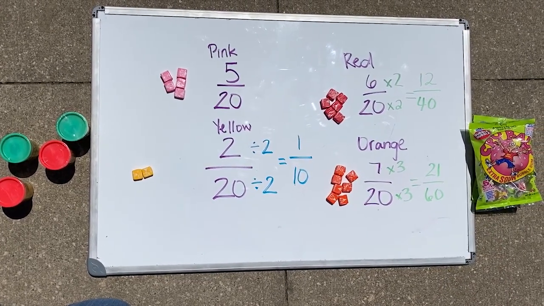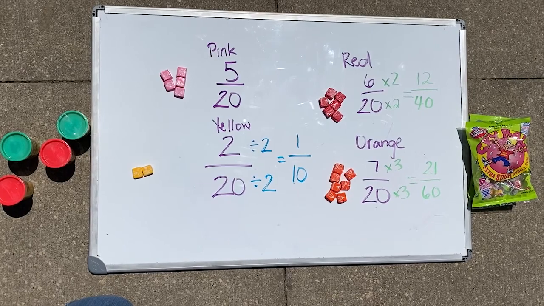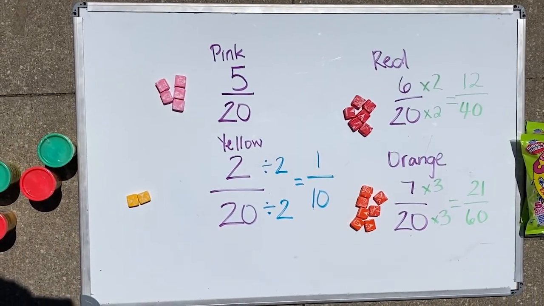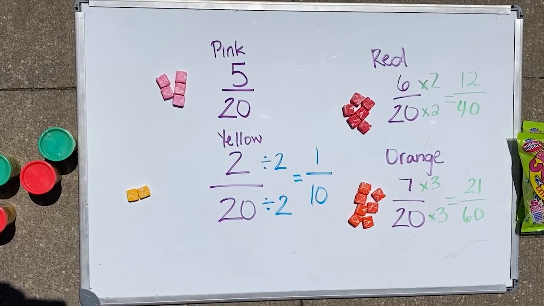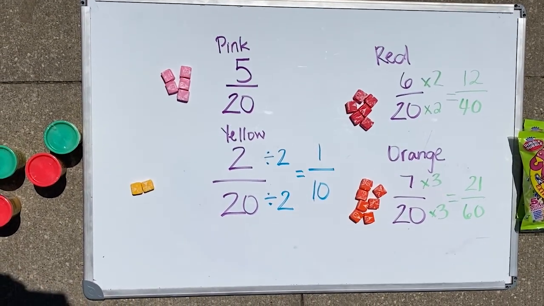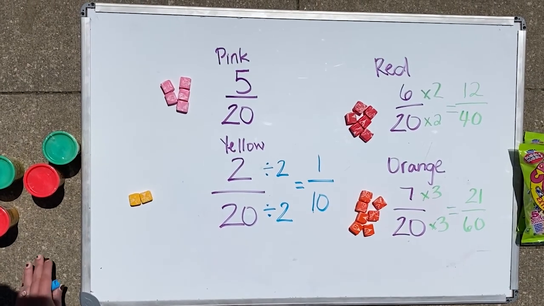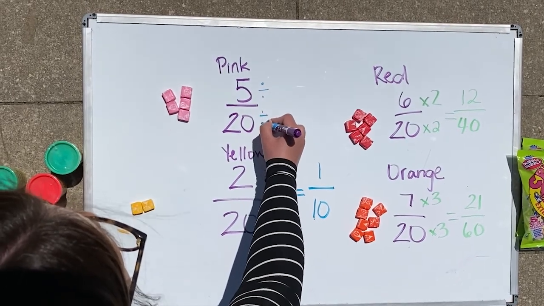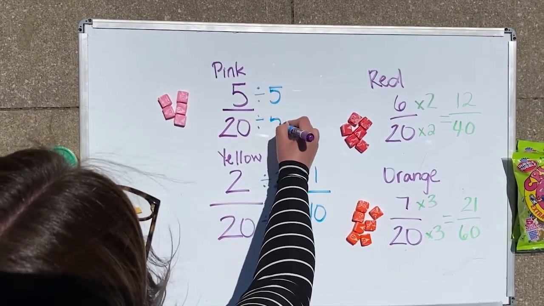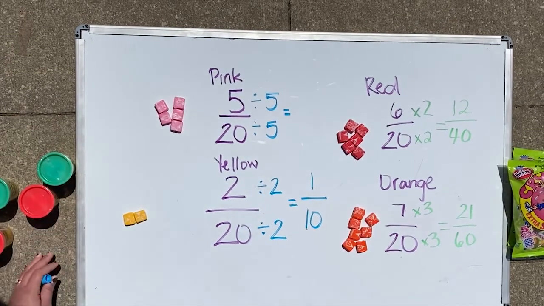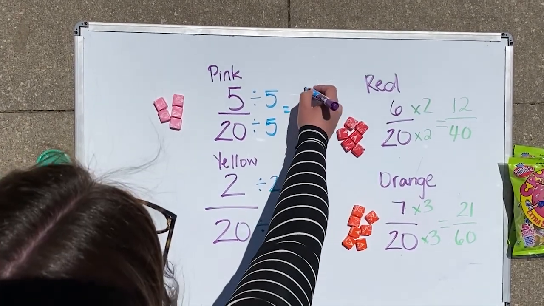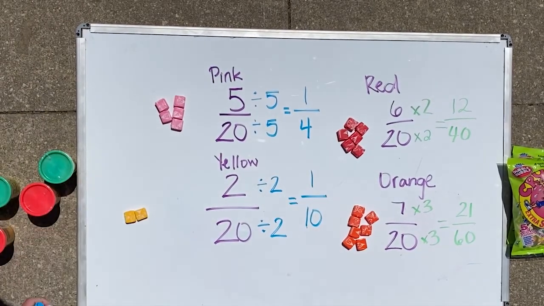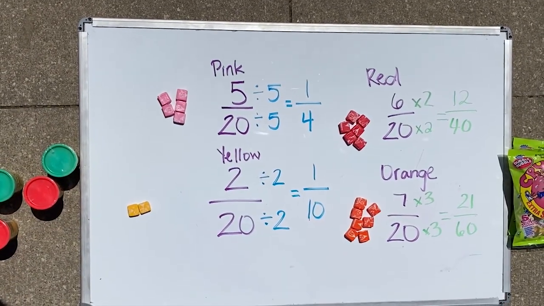Lastly, we're going to make an equivalent fraction for our pink starburst. So our fraction initially is 5/20ths. Let's divide and see if we can come up with an equivalent fraction for 5/20ths. So a factor I'm thinking of, and I bet you're thinking of too, is 5. So we're going to divide both our numerator and our denominator by 5. Our equivalent fraction is going to be 5 divided by 5, which is 1, and 20 divided by 5 is 4. So 5/20ths is equivalent to 1/4.